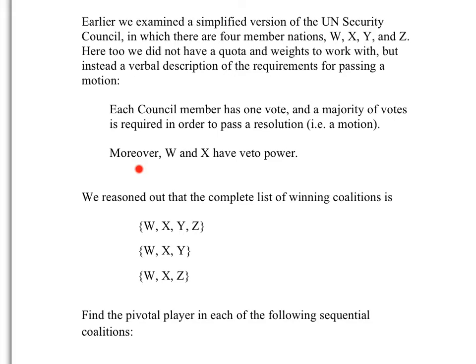But there's another requirement, and that is, we're told that W and X have veto power, which means that in order to pass a resolution, both W and X have to vote for it. Okay? To say that W and X have veto power does not mean that one of them has to vote for it. No, both of them have to vote in favor in order for the resolution to pass. Okay? So we have 2 constraints here, and we reasoned out that the complete list of winning coalitions consists of all the players, or 3 of them, but not Z, and so the veto power players together with Y, or the veto power players together with Z, but excluding Y. Right, so there are only 3 different winning coalitions on our complete list.